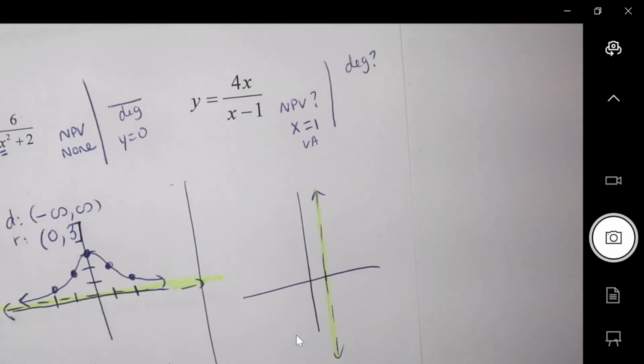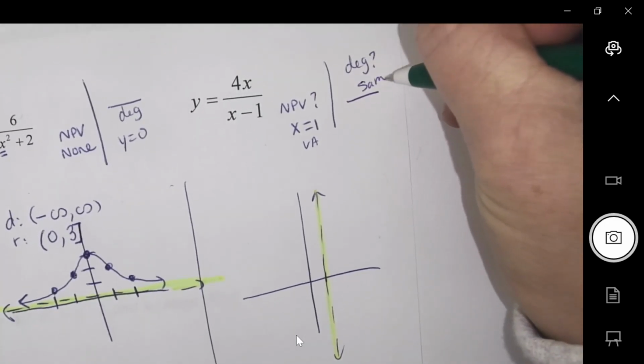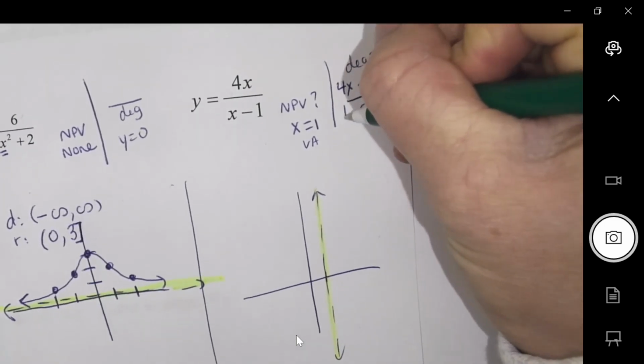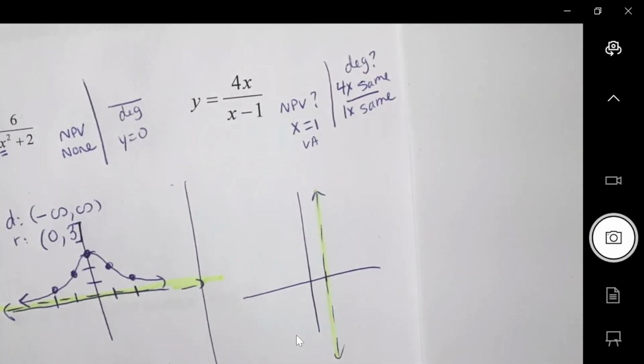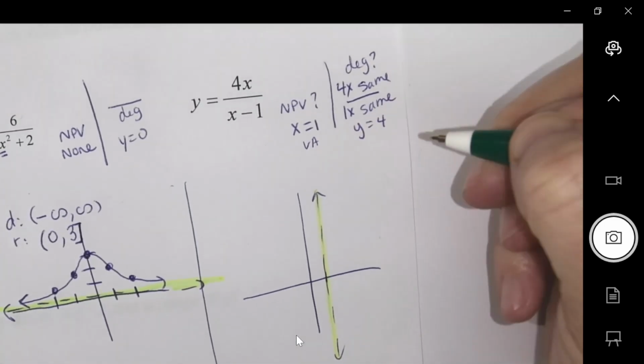Okay, degrees. What do we know about these degrees? They are the same. So we had a 4x and a 1x. Those are our leaders. So when we divide the same, we get 4.